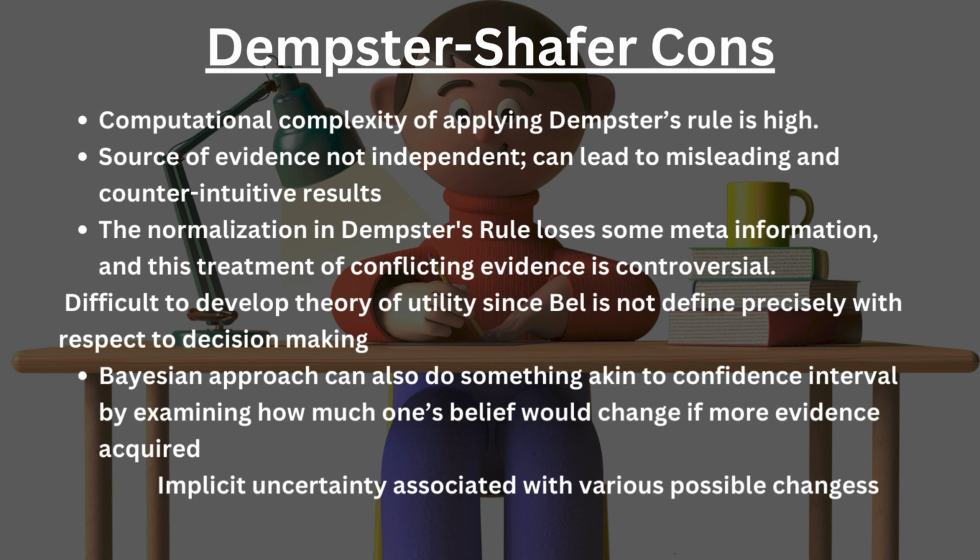And the Bayesian approach, which is widely used and well established, can perform tasks similar to confidence intervals. So, Bayesian methods allow for examining how one's belief would change with the acquisition of more evidence, and DST in this regard may be perceived as less explicit in handling uncertainty associated with changing belief. So, it introduces implicit uncertainty associated with various possible changes which might be challenging to quantify precisely.